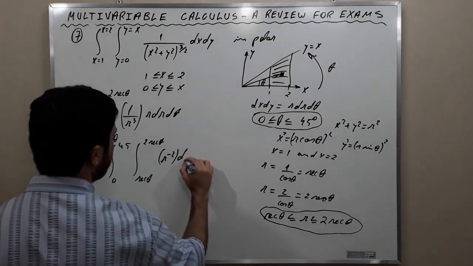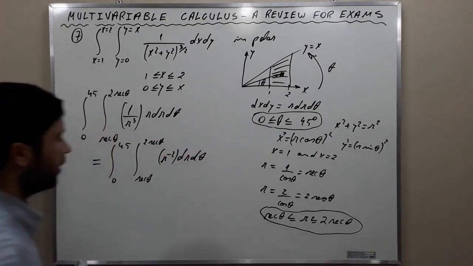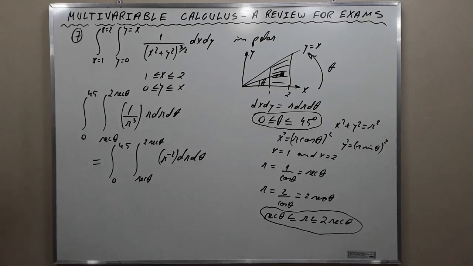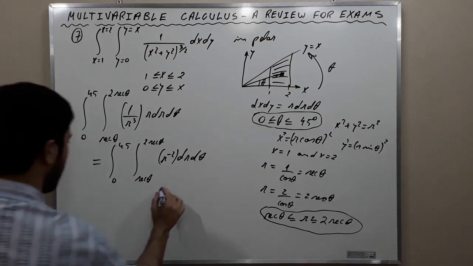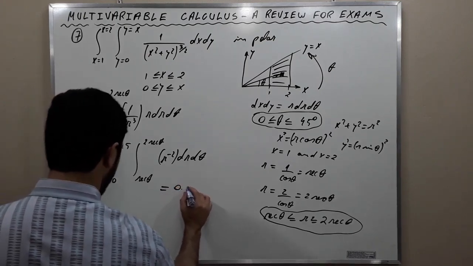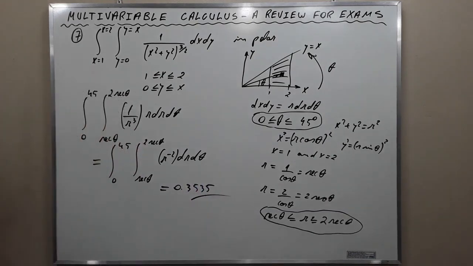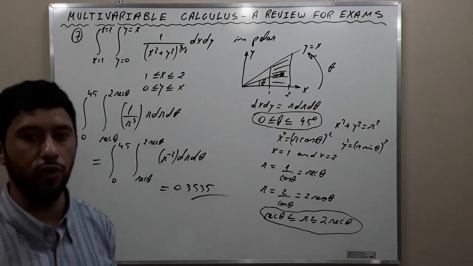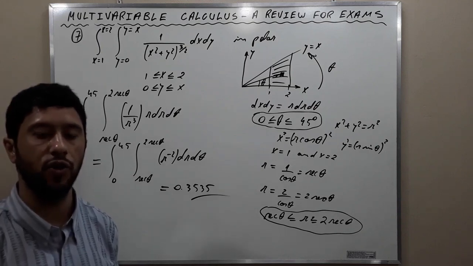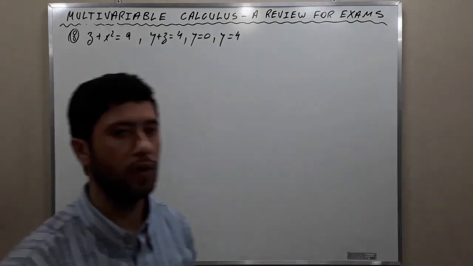It is a lot easier to integrate now. And you can simply integrate this, and you are going to discover the value of 0.33535. Okay, my friends, this is the solution of exercise 7. Let's go to exercise 8.